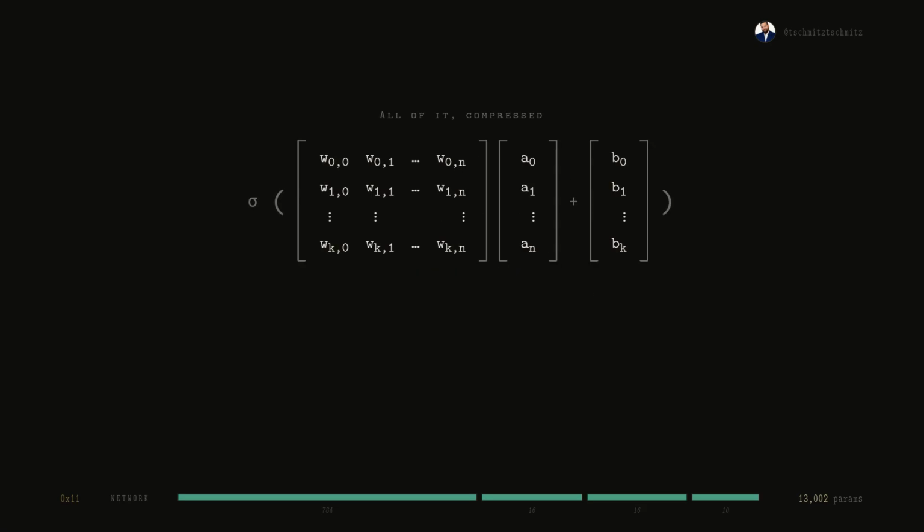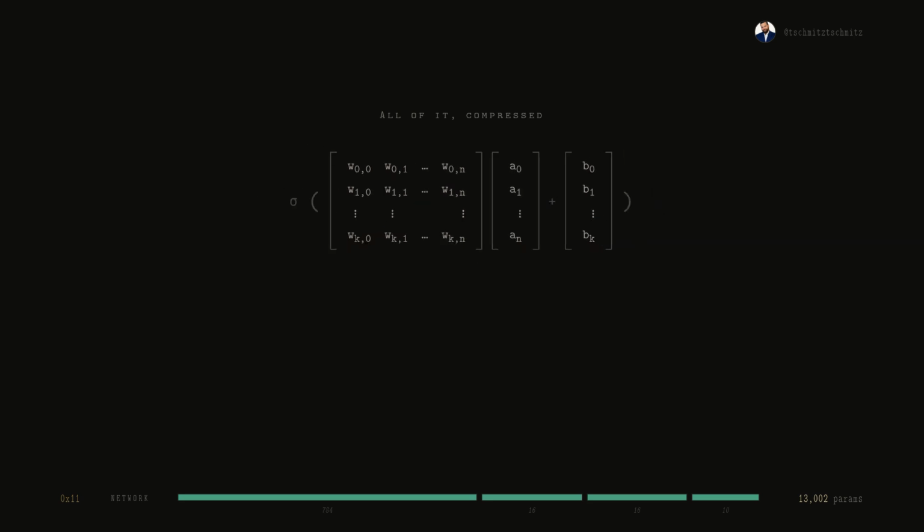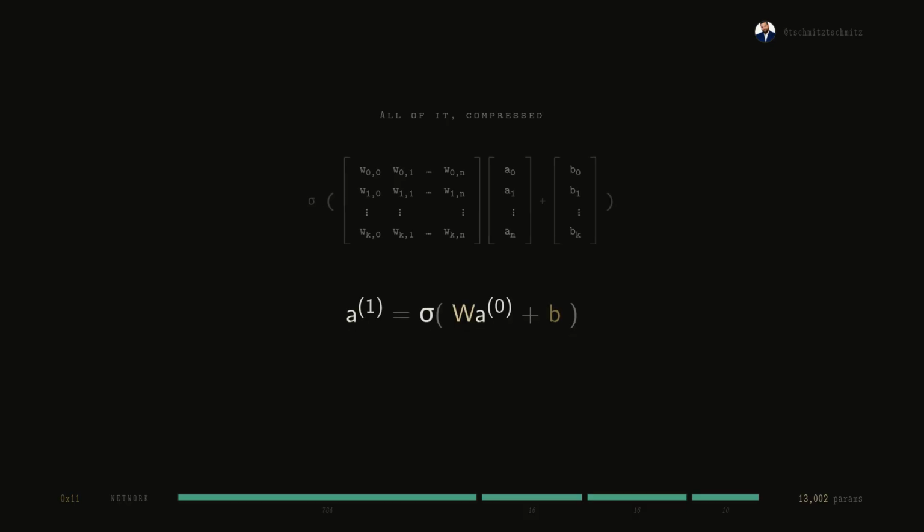Writing out 13,000 terms would be absurd, so we compress. Stack every weight into a grid, a matrix, W. Stack the activations into a column and the biases into another. Then the entire layer transition is one line. A1 equals sigma of W times A0 plus B. It looks like new mathematics. It isn't. It is exactly the multiply and add you already understand, written densely, and it's why GPUs, which do nothing but matrix multiplication, turned out to run the world.